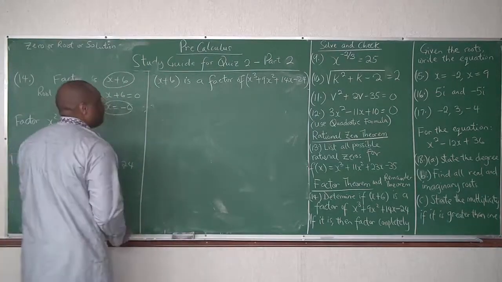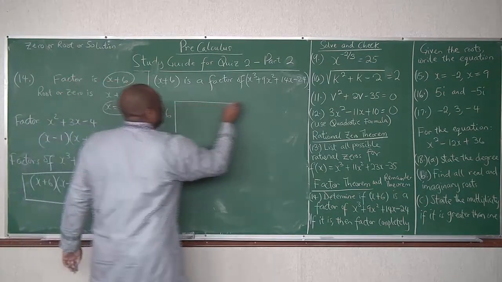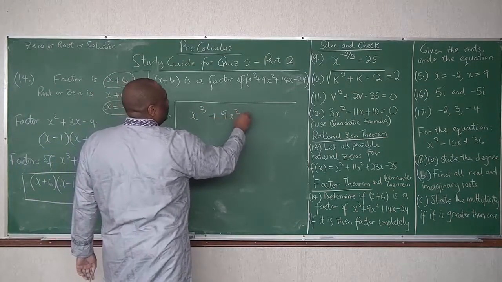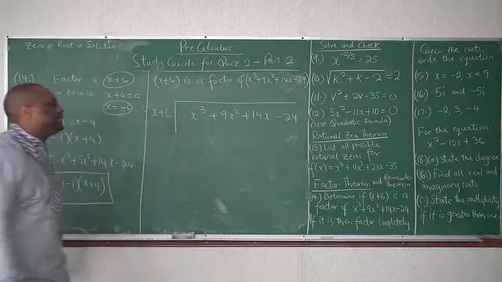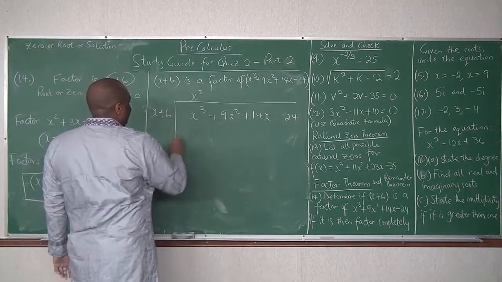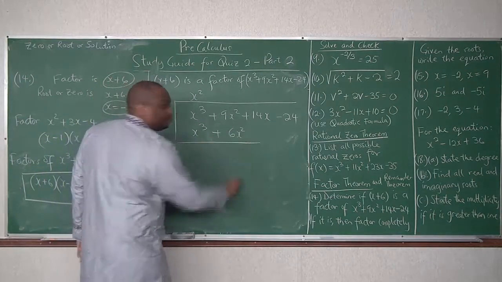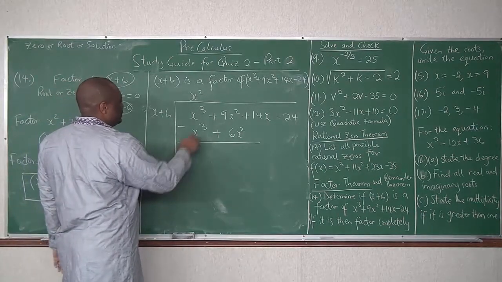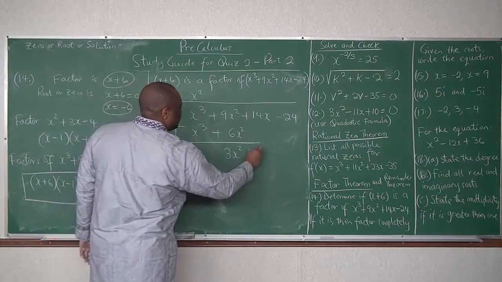Long division. So we set it up. The divisor is complete. The dividend is complete: x cubed plus 9x squared plus 14x minus 24. And this is long division. x cubed divided by x is x squared. x squared times x is x cubed plus 6x squared. Of course, in long division you subtract anyway. So this is off. 9 minus 6 is 3, 3x squared, and you bring down plus 14x.